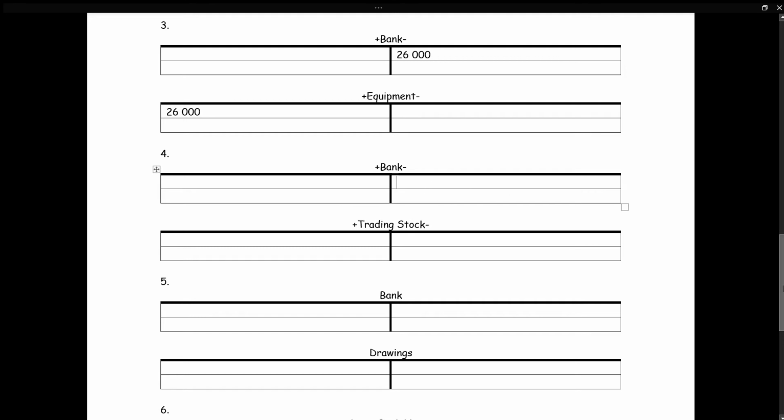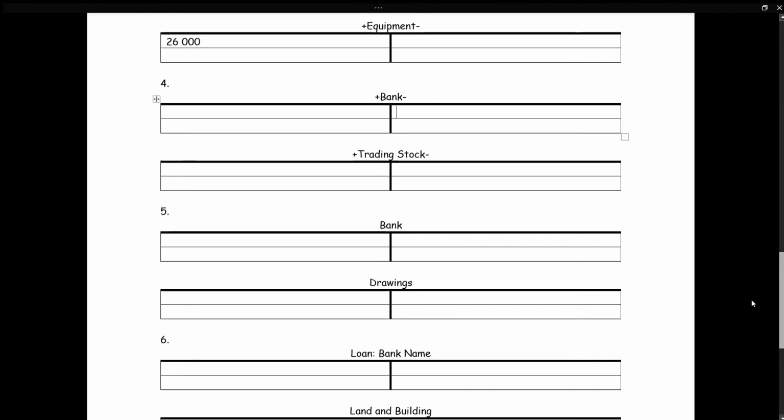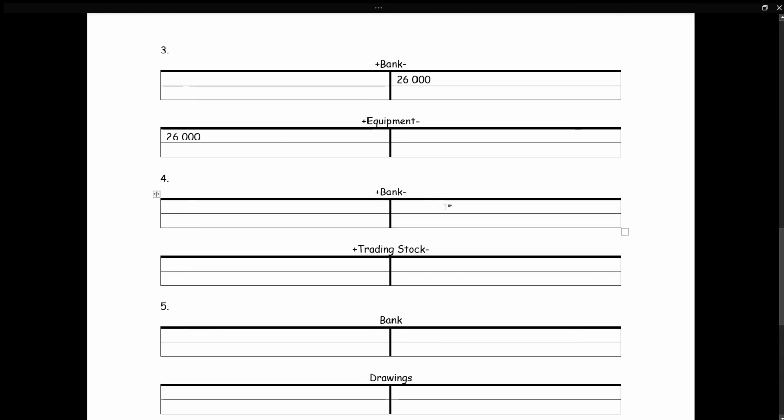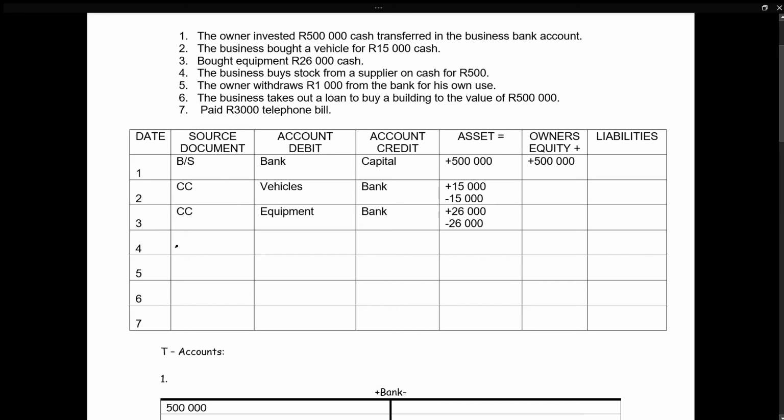Bank will decrease with 500 Rand. Right, so my bank will decrease with 500 Rand and my trading stock will increase with 500 Rand. Bank will be credited and trading stock will be debited. Right, so let's go and fill that in.